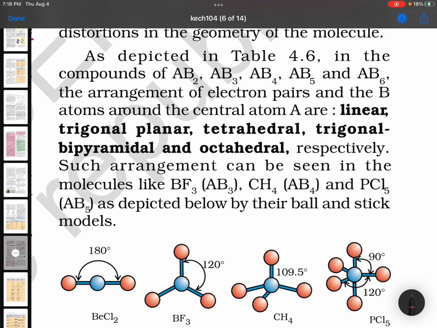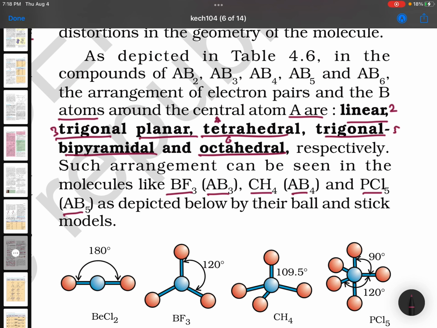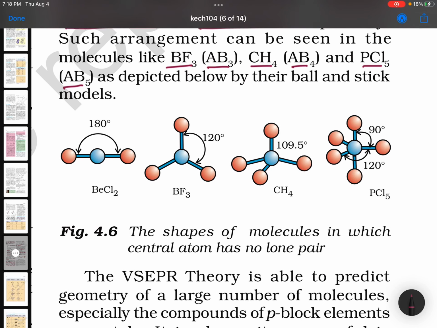In Table 4.6, in the compounds of AB2, AB3, AB4, AB5 and AB6, the arrangement of electron pairs and the B atoms around the central atom A are linear, trigonal planar, tetrahedral, trigonal bipyramidal and octahedral. That is 2 electron pairs, 3 electron pairs, 4 electron pairs, 5 electron pairs and 6 electron pairs. Such arrangement can be seen in molecules like BF3, AB3 type, CH4, AB4, PCl5, AB5, as depicted below by their ball and stick models.